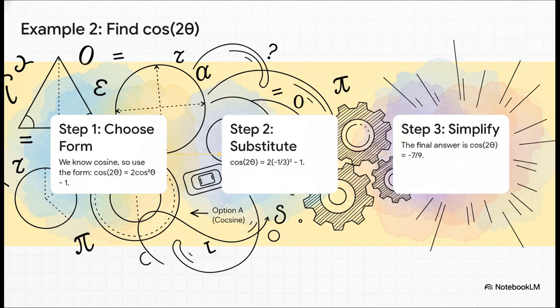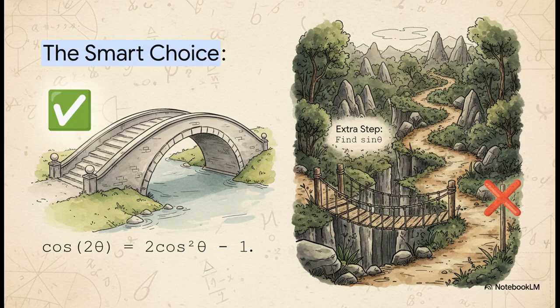So much easier. Let's just stop and appreciate that choice for a second. Using that cosine-only formula was like taking a direct highway to the answer. Clean, fast, efficient. If we picked the main formula, the one with both sine and cosine, we would have had to take this long, winding detour. We'd be forced to do an extra calculation just to find the sine value first. And that's not just more work, it's another place where a little mistake could creep in.